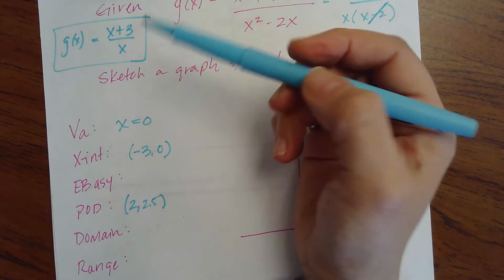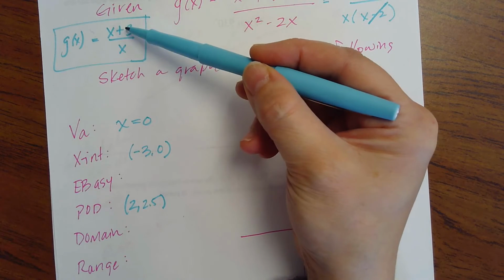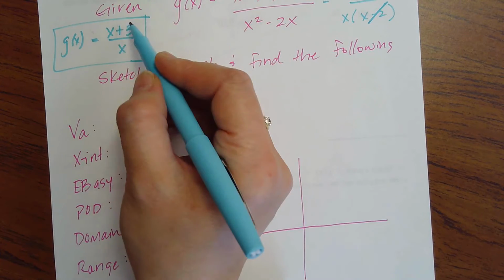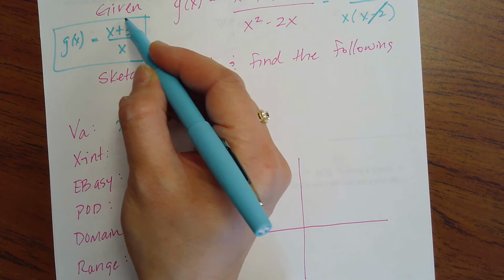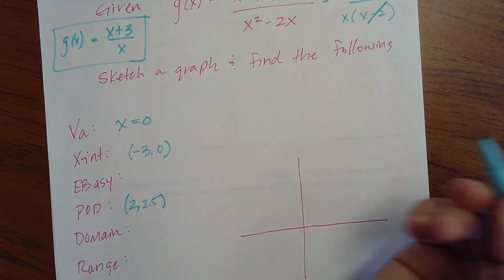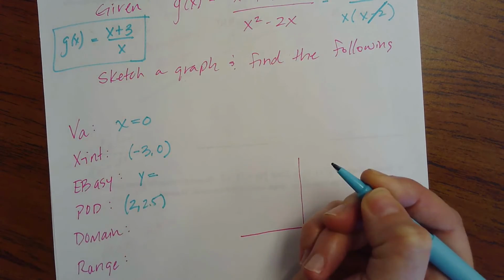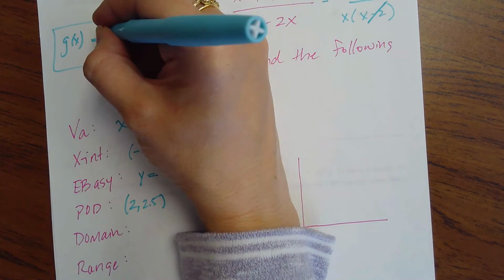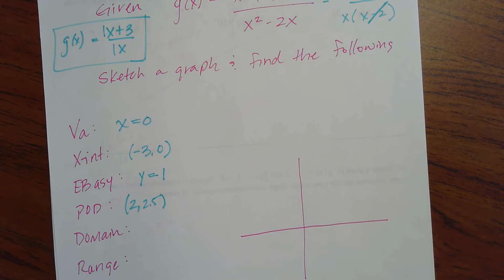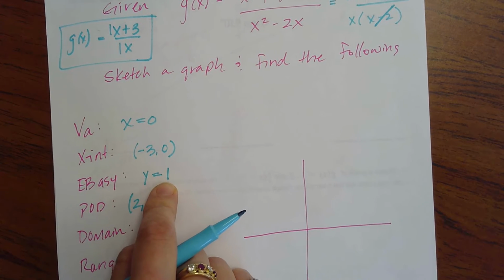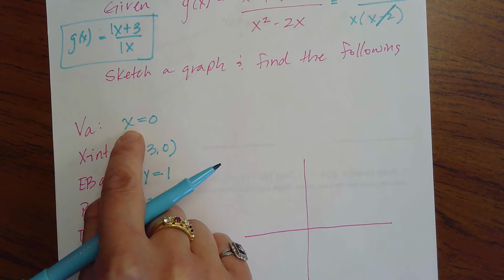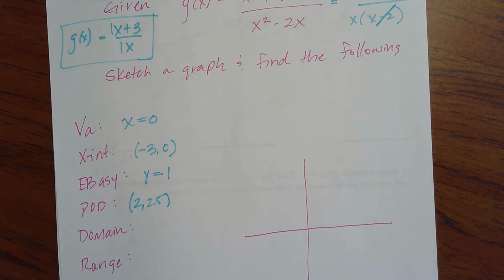For the end behavior asymptote, you could do polynomial division, so you could take x plus 3 divided by x, or you could just look at the properties. Remember we talked about the rule: if the degree of the numerator, which is 1, and the degree of the denominator, which is 1, are the same, then it's leading coefficient over leading coefficient. The leading coefficient here is 1, the leading coefficient here is 1, 1 over 1 is 1. Again, your end behavior asymptote needs to be a line. It's always y equals, just like your vertical asymptote is always a vertical line, so it's x equals.